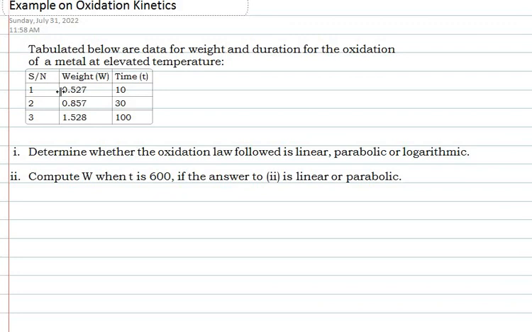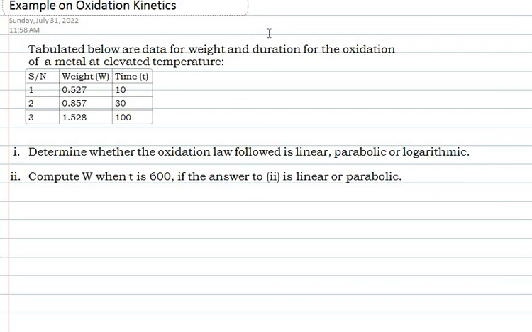So we're given values of W when T is 10, W when T is 30, and W when T is 100. We're then asked to compute W when T is 600 based on the determination that we will do in the I section of the question.